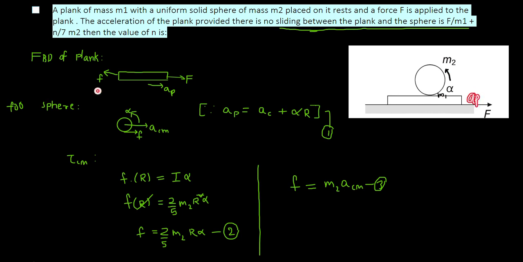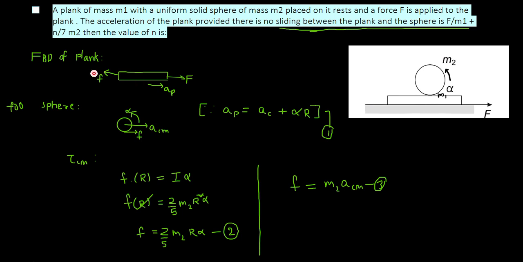Next, we write the FBD of the plank. There is static friction between the two, which provides no sliding between the plank and the sphere. The force is applied on the plank in the rightward direction, so the sphere will tend to move backward. So on the sphere, the friction will act in the rightward direction, as I represented here. Then there will be an opposite reaction on the plank as well.